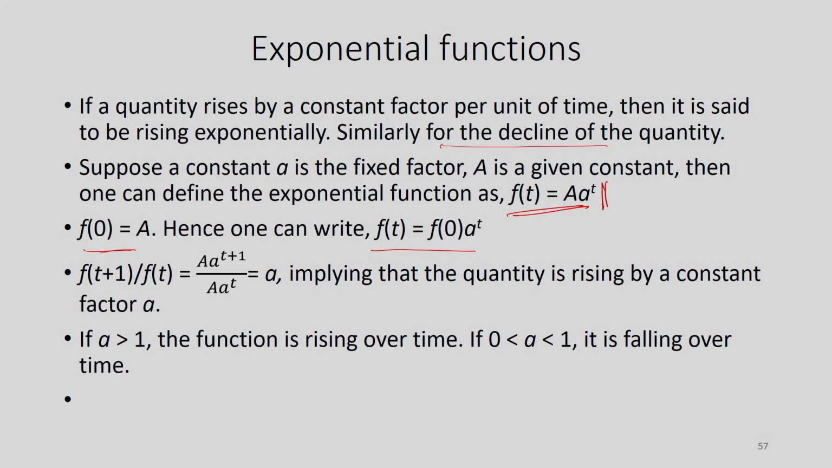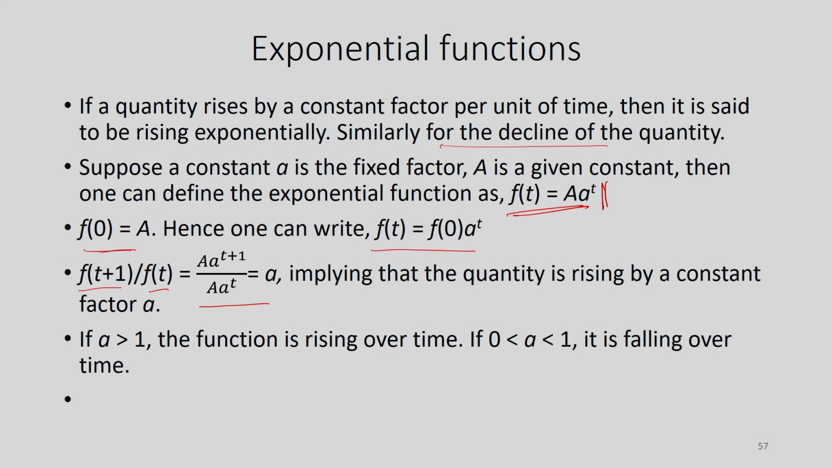And how do I know that indeed for this function the factor is equal to small a? I said that it rises or declines by a factor, and that factor is small a. What is the proof of that? You take two values of the function at two successive times, f of t plus 1, and divide that by f of t, and if you do that you will get small a. And since small a is constant, that means from one period to the next the rise is also by a constant factor.